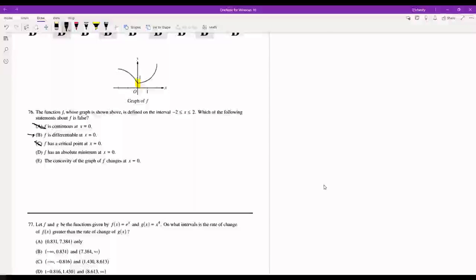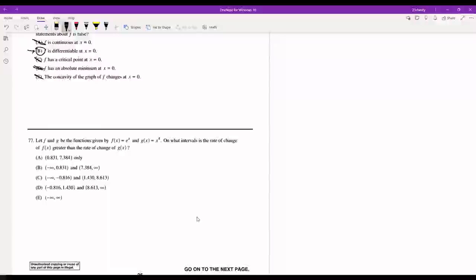D, F has an absolute minimum. Yeah, we can tell by looking at the graph that that is in fact an absolute minimum, and the concavity of the graph does change because this is concave down, this is concave up, so that's wrong. So B is our answer.